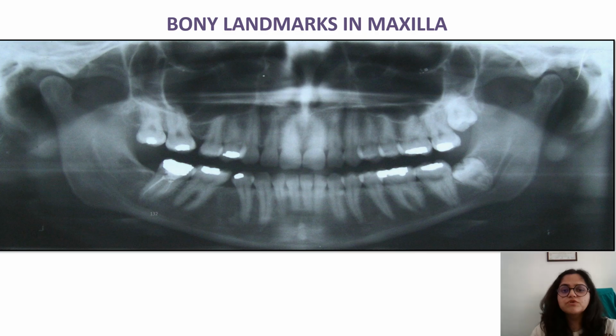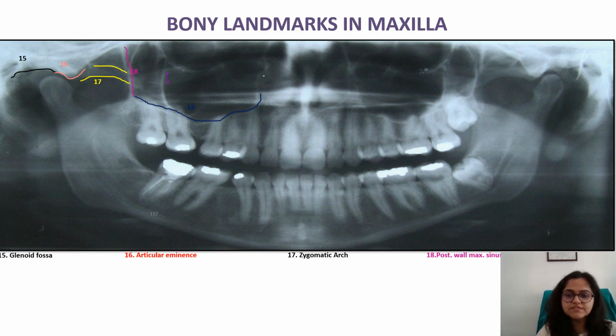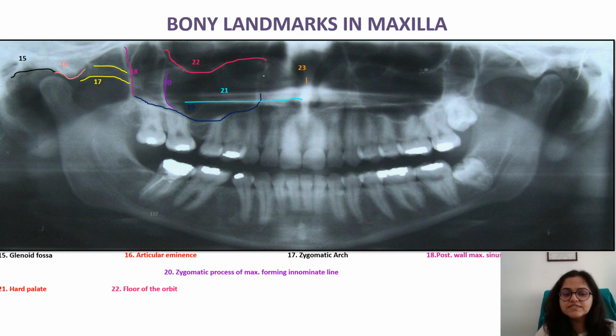Now coming to the bony landmarks in the maxilla. If we talk about the landmarks, first is 15, which is your glenoid fossa. 16 is the articular eminence. 17 is the zygomatic arch. 18 is the posterior wall of maxillary sinus. 19 is your maxillary sinus. 20 is the zygomatic process of maxilla. 21 is your hard palate.